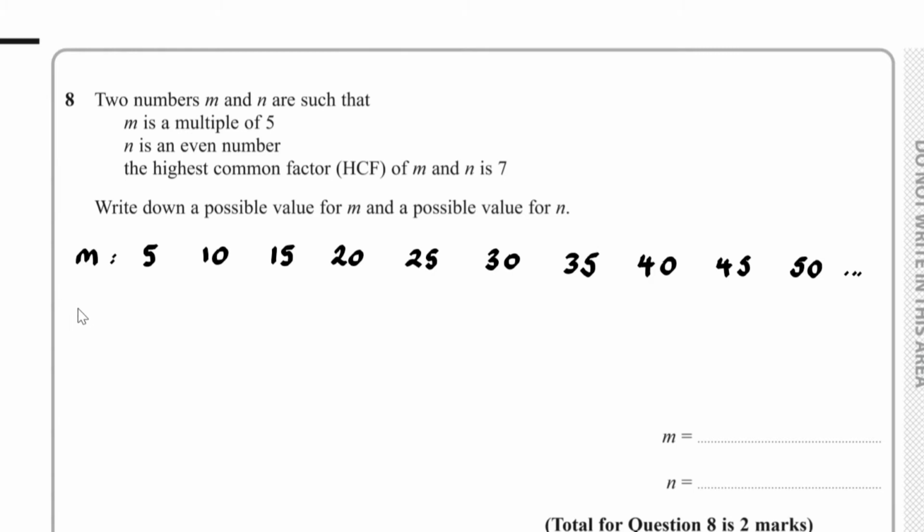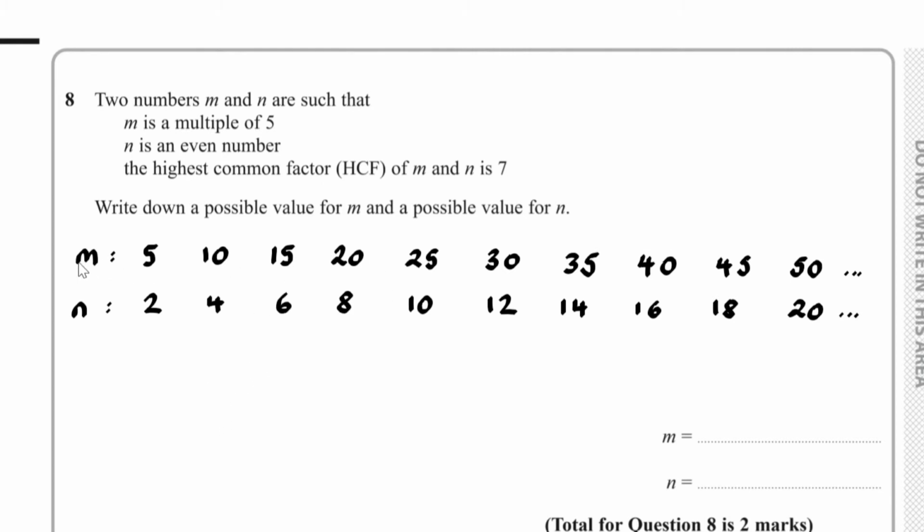And then we've got n, which is an even number. Now if I write down even numbers, in other words, multiples of 2, we've got 2, 4, 6, 8, 10, 12, 14, 16, 18, and then 20. We could continue. What we want is a number from both of these lists such that the highest common factor is 7.